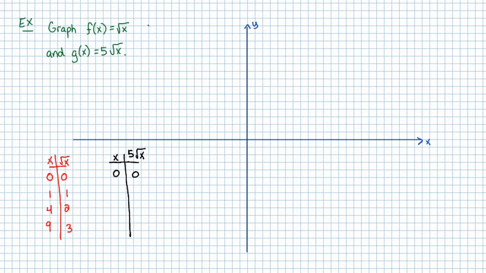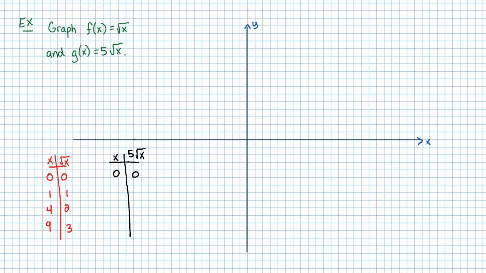Now to do this, I already put down a set of axes here. I made a table for the square root of x, so when 0 is input into that, we get 0 for the output. Plug in 1, you get 1 for the output. Plug in 4, square root of 4 is 2, and so on and so forth.